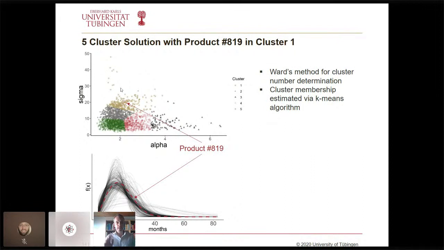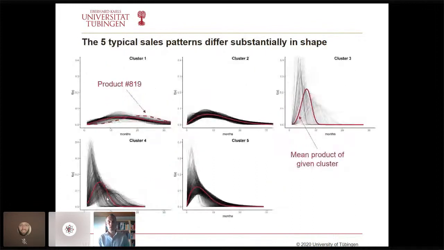What you see here is just one example. So product 819 is up here in this one cluster. And the red line here is the estimated diffusion curve of this product number 819. The other gray lines are different products from this very same cluster. And what we see here are the 5 clusters and the different products that are contained in each cluster. The thick red lines represent the average products of the cluster.